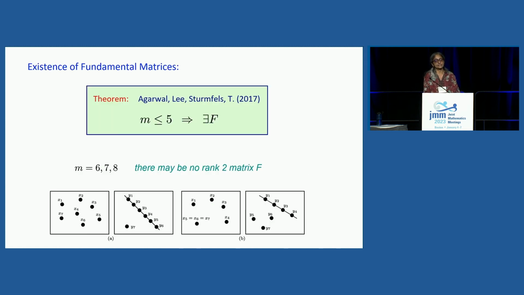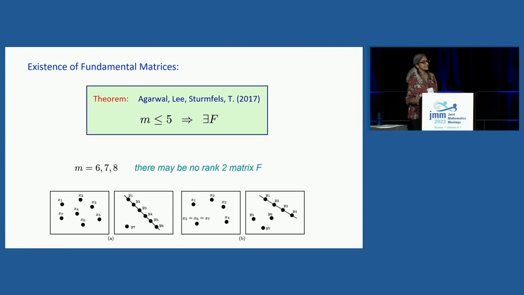So we studied the existence problem some years ago, and in a paper with Sameer Agarwal, Hon-Leung Lee, who was my student at the time, and Rekha Thomas, we answered the existence question. So if M is less than or equal to 5, then we prove that there is always an F, meaning there's always a real rank 2 matrix that lies in the kernel of this Z matrix. So here I'm looking at all possible M's. So any Z_M you take, as long as M is less than or equal to 5, there is one.